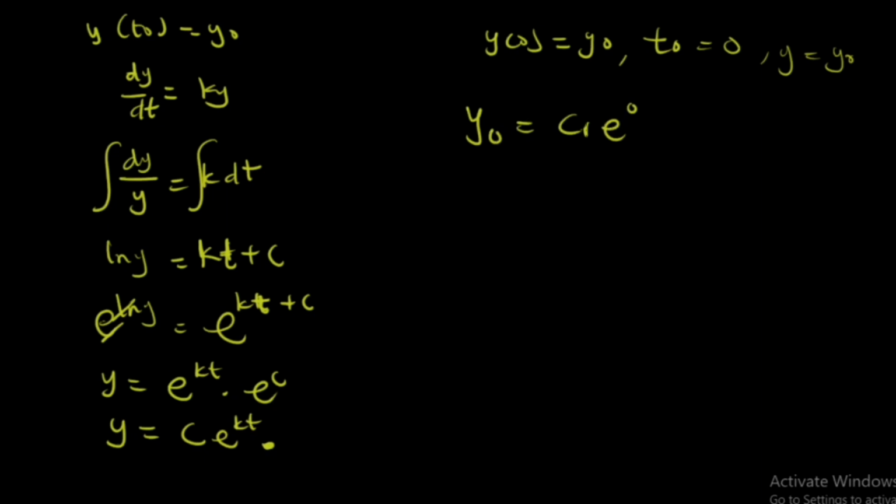And from here, we can find our what? Our c, the initial value, because this becomes 1. So our c1 becomes what? Our y naught. As very simple as that. So that's what we do.